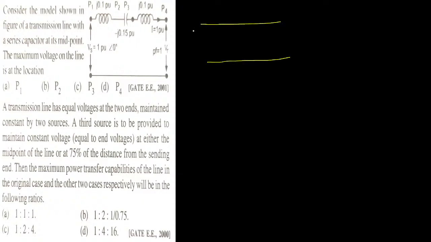First, with the help of two different sources, connected at the sending and receiving ends of the transmission line, they are maintaining the sending end voltage as equal to the receiving end voltage. Next, in case the transmission line has some problem, this voltage value should continue to be equal, so there are two cases. This is the first case. And in the second case, exactly at the midpoint they are connecting one more source. Exactly the midpoint means the distance will be halved.